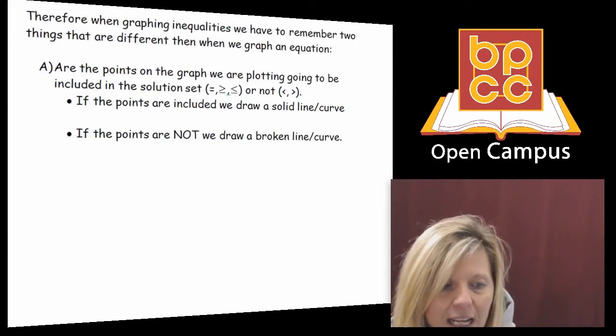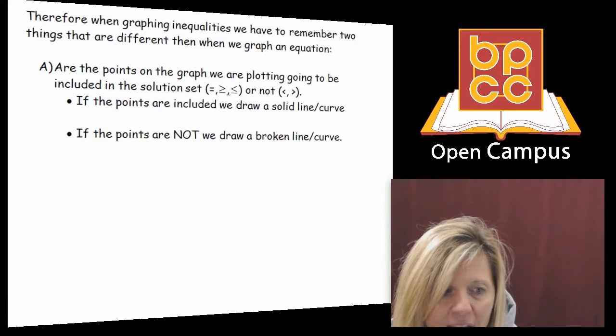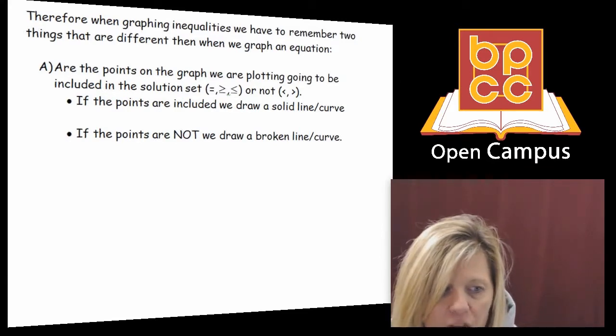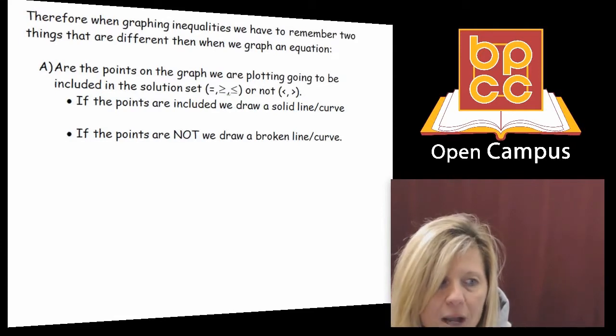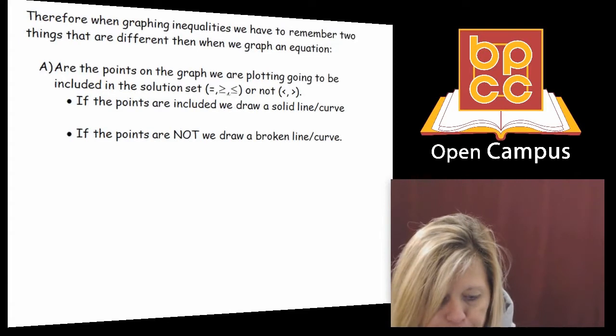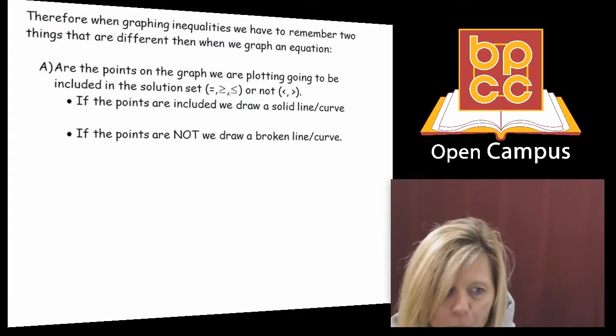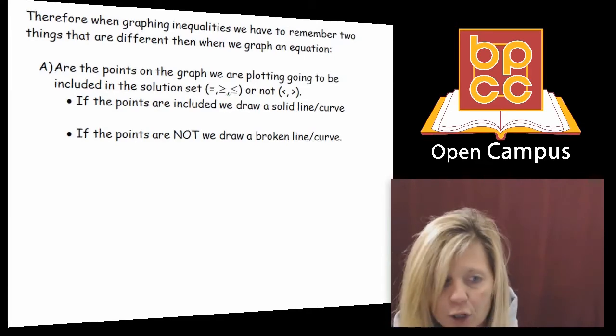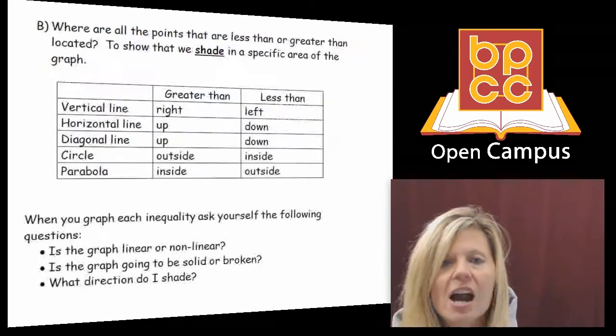If you're graphing an inequality and you have less than or greater than, that means those points you plot are not part of the solution. To show they're not part of the solution, we're going to make the line or curve broken. So once you plot the points and you connect the points by either a solid or a broken line or curve, then you're going to have to decide on shading.